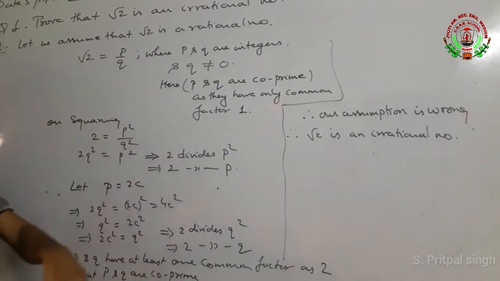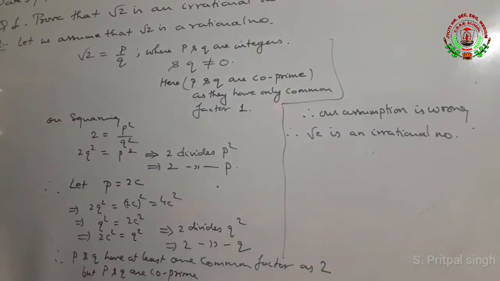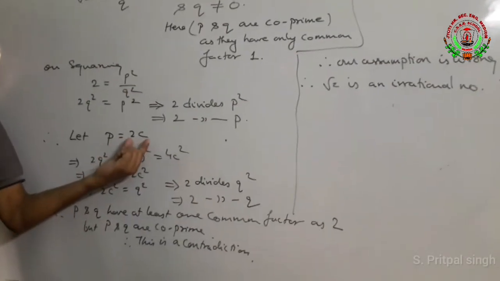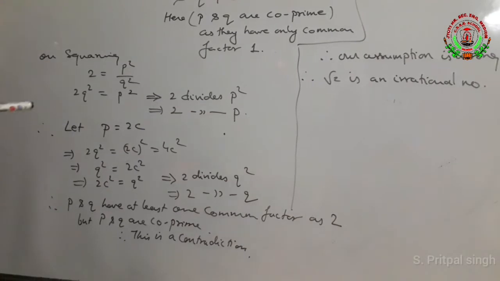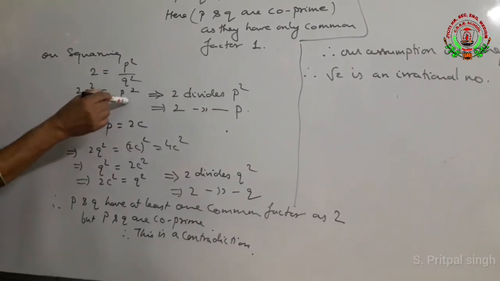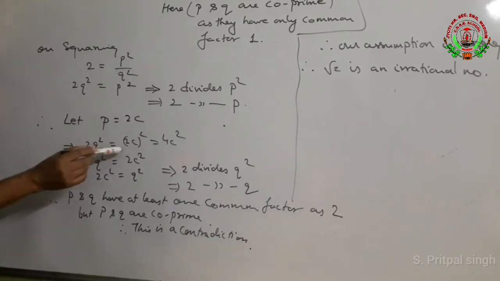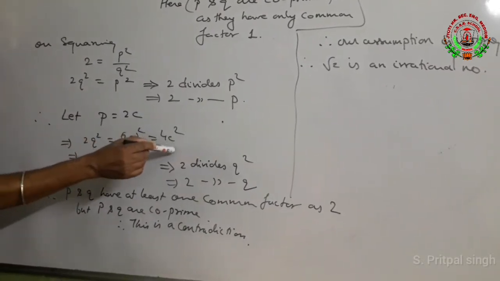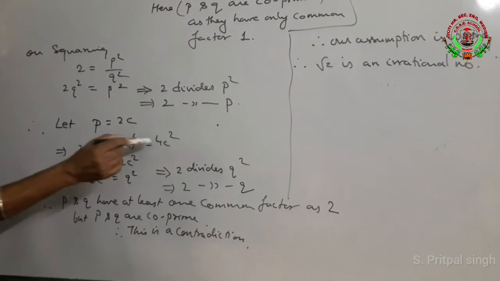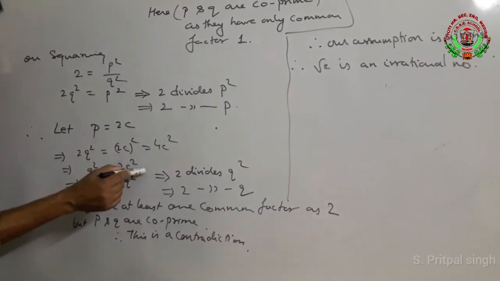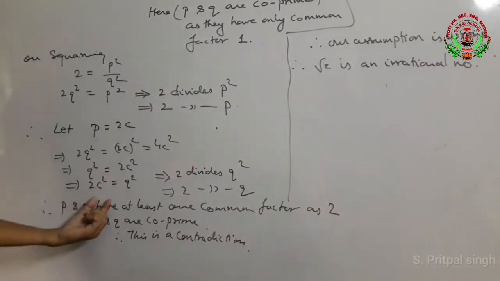If 2 divides p, it means p is a multiple of 2. So let us take p equal to 2c. Now if we replace the value of p in place of p square, we get 2q square equals 2c the whole square, which is equal to 4c square. So 2 cancels with 4, so q square equals 2c square. So 2c square equals q square.